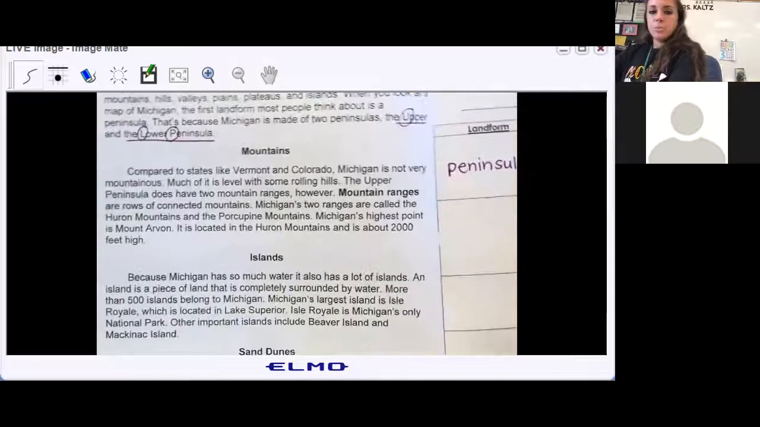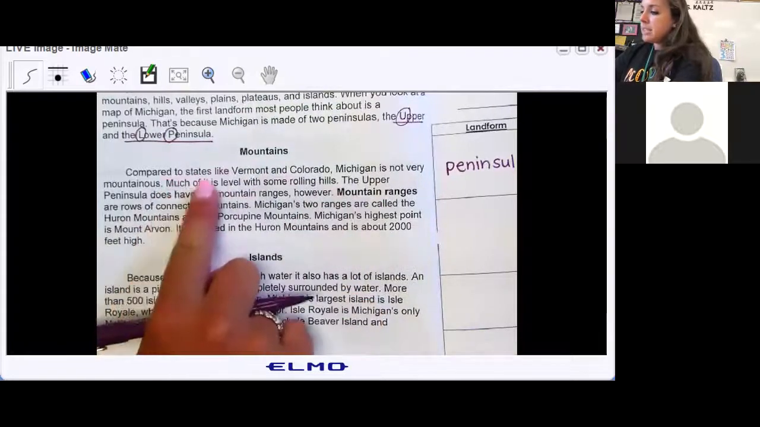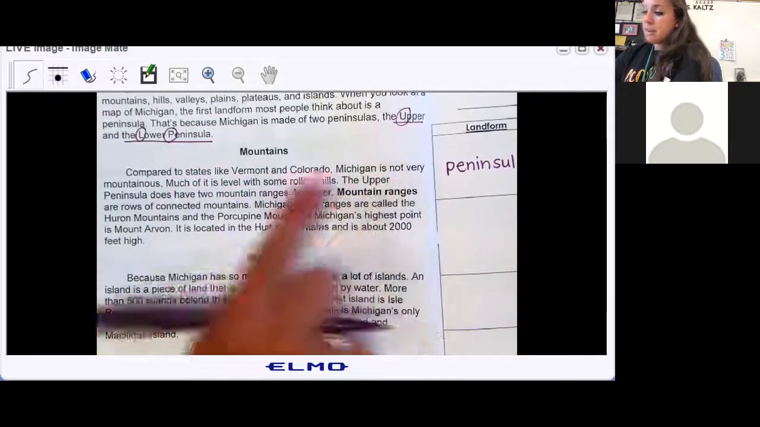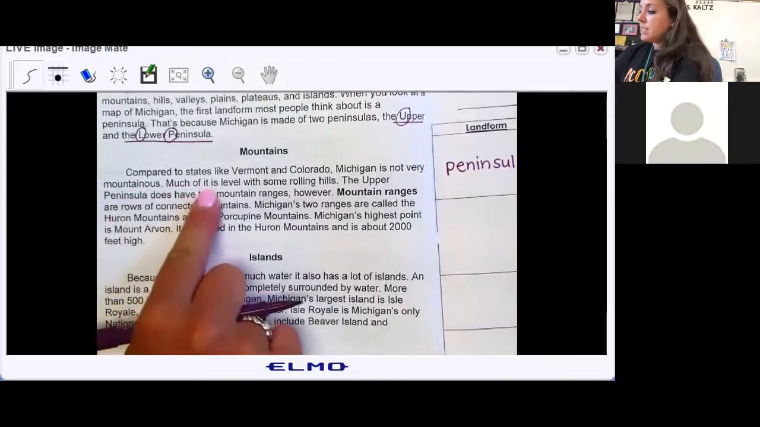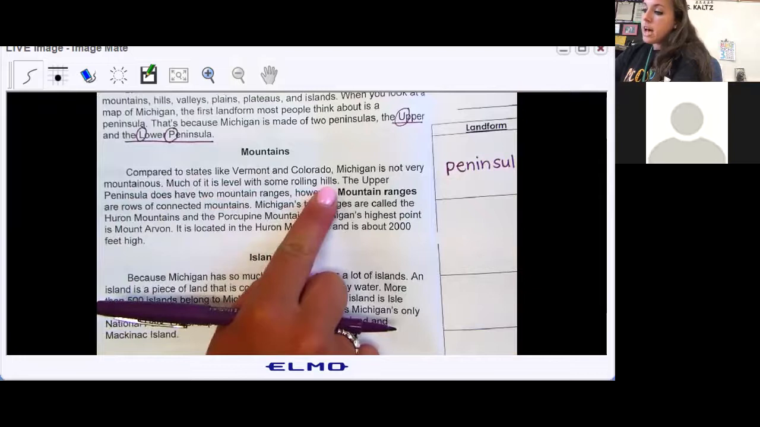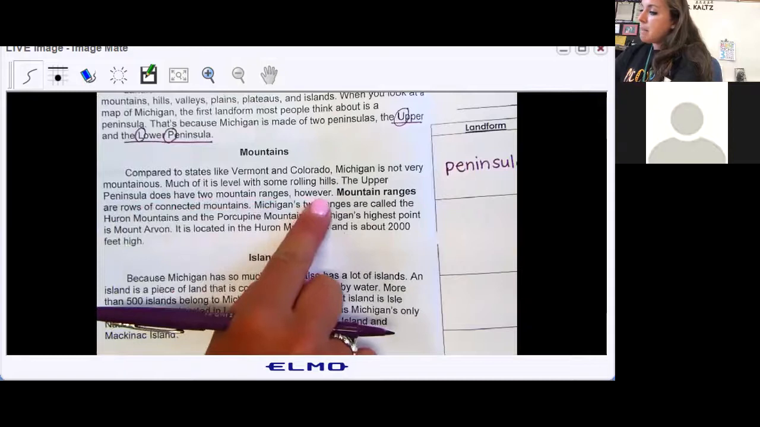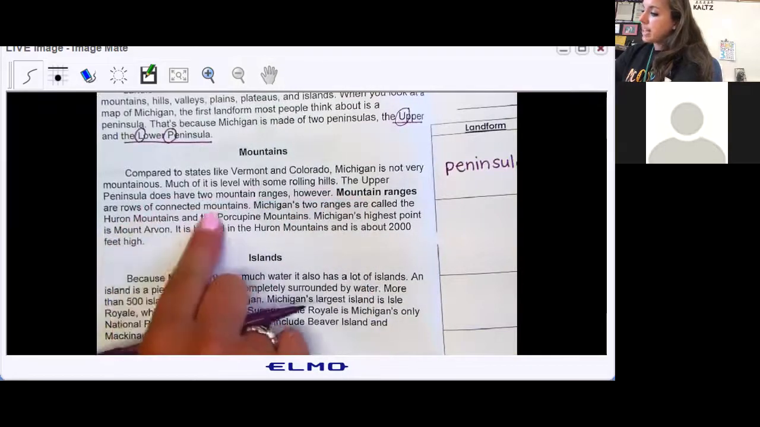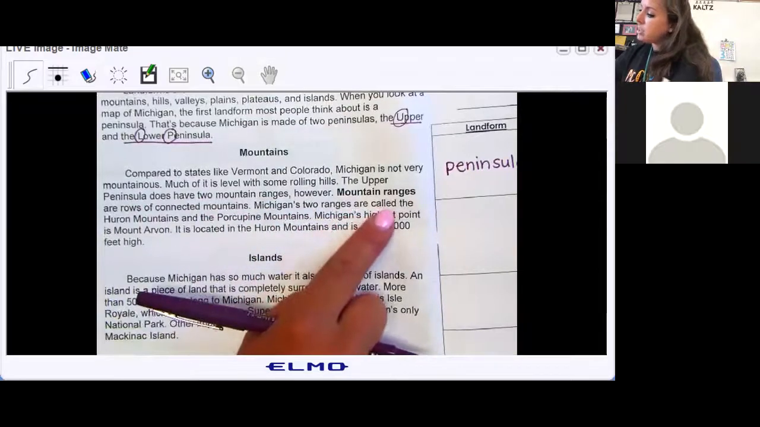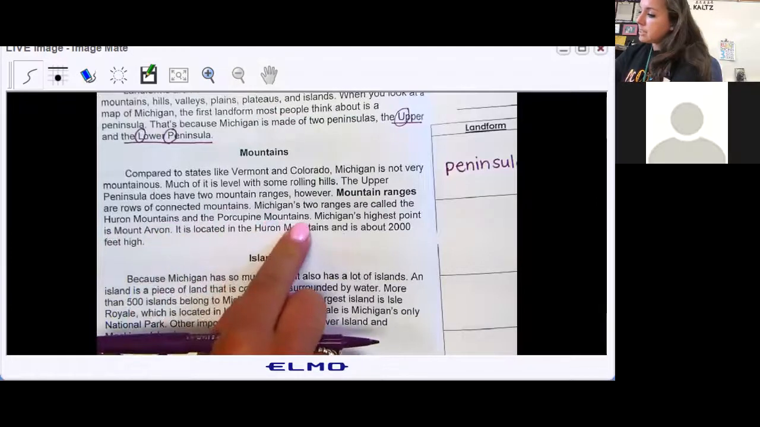This one has 2. We're going to read about mountains and mountain ranges. Compared to the states like Vermont and Colorado, Michigan is not very mountainous. Much of it is level with some rolling hills. The upper peninsula does have 2 mountain ranges, however. Mountain ranges are rows of connected mountains. Michigan's 2 ranges are called the Huron Mountains and the Porcupine Mountains.